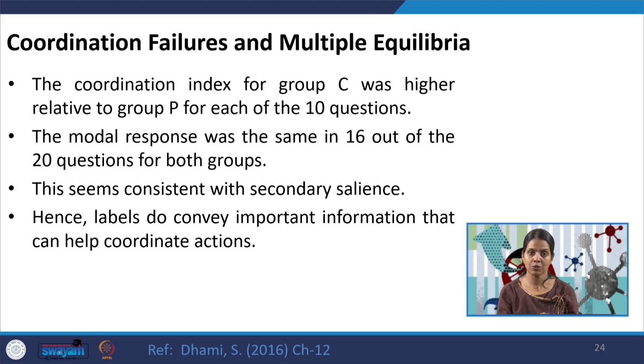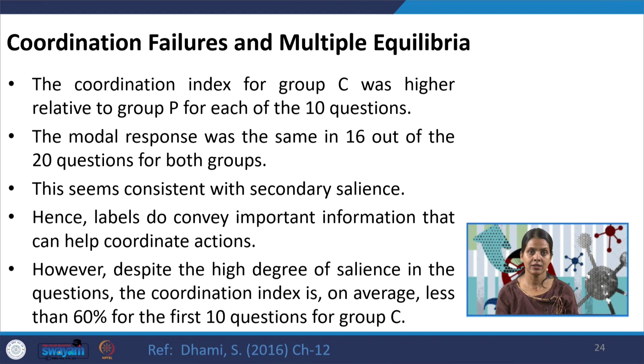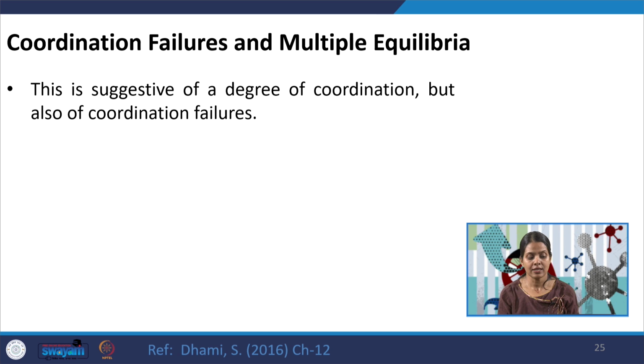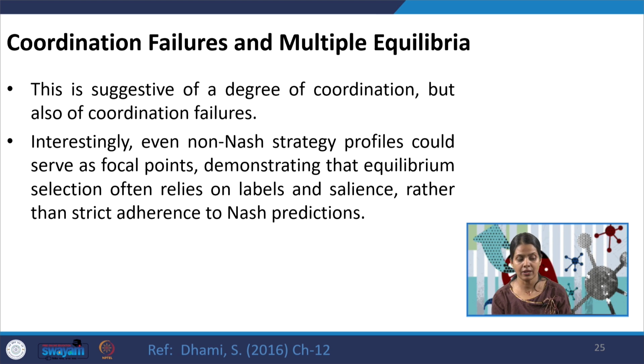So, basically the moment we have two groups, labeling them as coordinating group and picking group, then these labels help them coordinating. However, despite the high degrees of salience in the questions, the coordination index is on average less than 60% for the first 10 questions for group C. This is suggestive of a degree of coordination, but also of coordination failure.